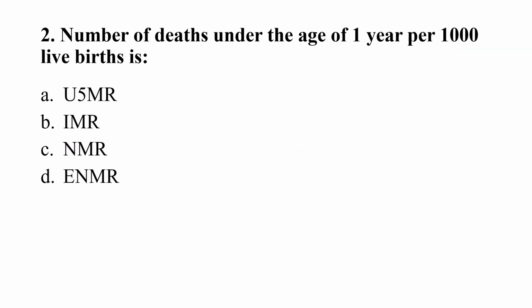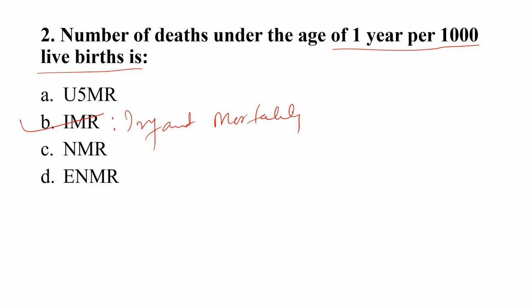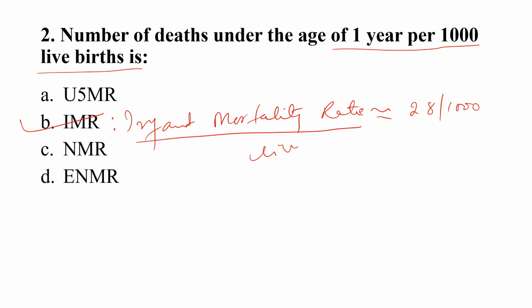Question number 2. Number of deaths under the age of 1 year per 1000 live births is option A, U5MR, option B, IMR, option C, NMR, option D, ENMR. The correct option here is option B, which is infant mortality rate. And currently it is approximately 28 per 1000 live births in India.